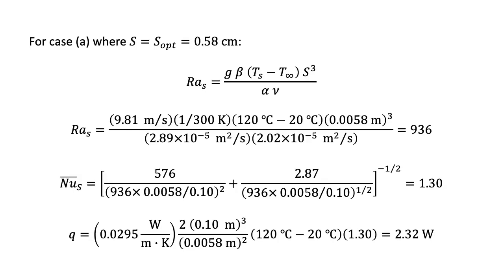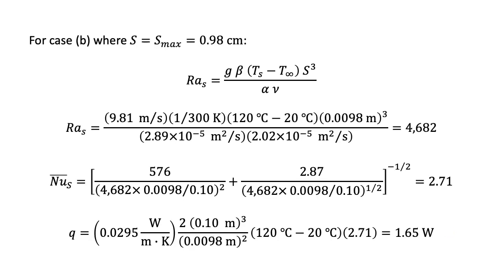Substituting in the optimum spacing from part A, we get a Rayleigh number of 936, an average Nusselt number of 1.30, and a total heat transfer rate of 2.32 watts. Substituting in the maximum spacing from part B, we get a Rayleigh number of 4,682, an average Nusselt number of 2.71, and a total heat transfer rate of 1.65 watts.